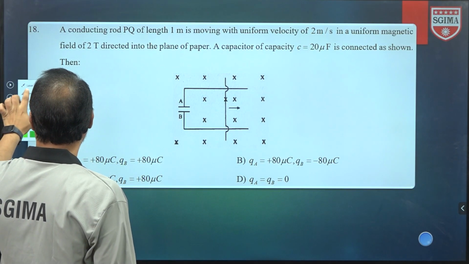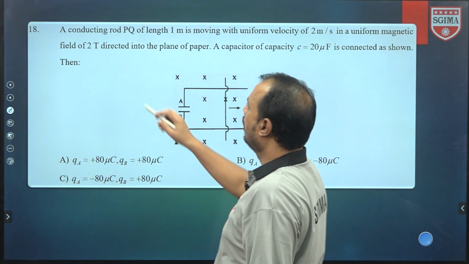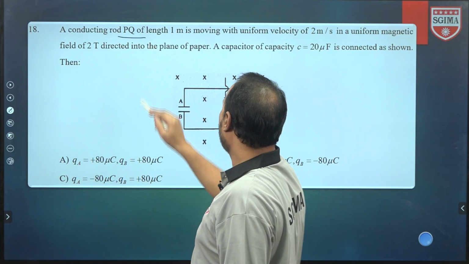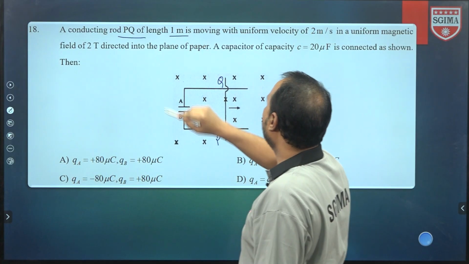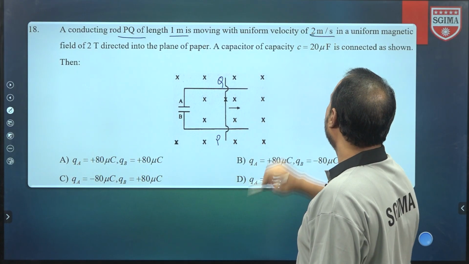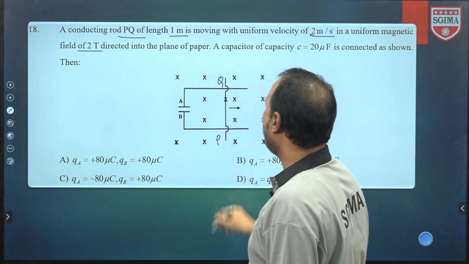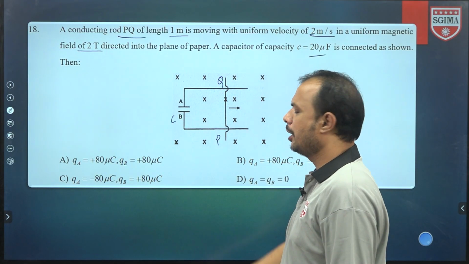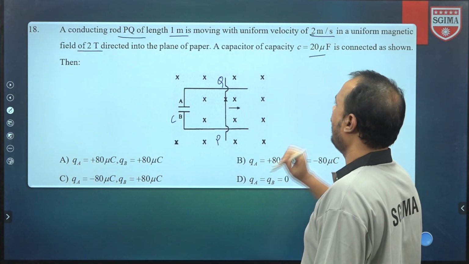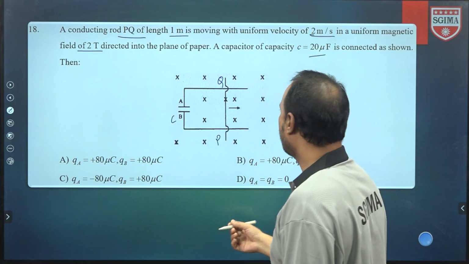Next, question 18. Question 18 is asking that a conducting rod PQ, 1 meter in length, is moving with velocity 2 meter per second in a magnetic field of 2 Tesla directed into the plane of the paper. A capacitor of capacity 20 microfarad is mentioned, then which plate has which charge they are asking. Okay.